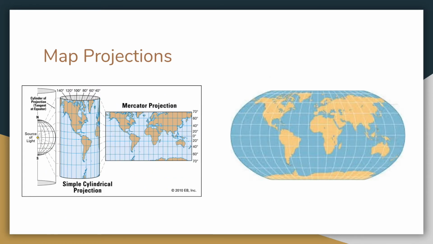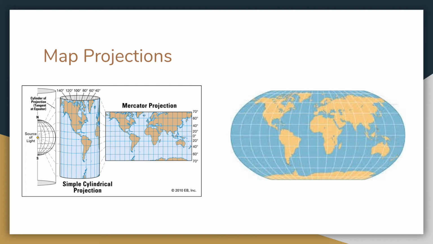Map projections. To convert the round Earth to a flat map, geographers use map projections. A map projection distorts some aspects of Earth in order to represent other aspects as accurately as possible on a flat map. Some projections show the correct size of areas in relation to one another. Other map projections emphasize making the shapes of areas as accurate as possible.